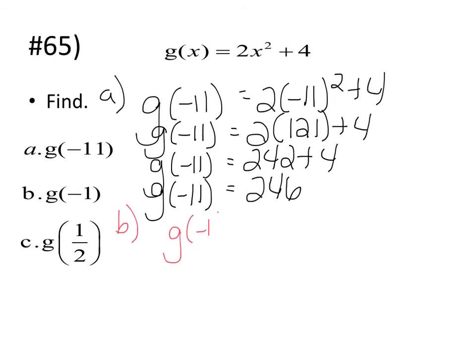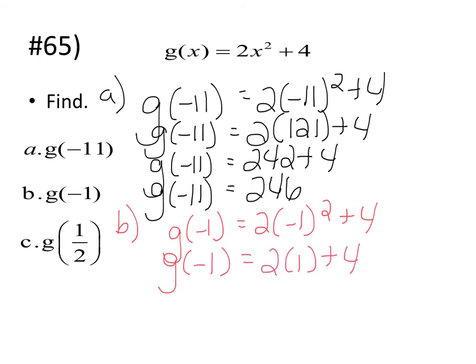So g of negative 1 would be 2 times negative 1 squared plus 4. g of negative 1 would be 2 times 1 plus 4, because negative 1 squared is positive 1. g of negative 1 is 2 times 1 is 2 plus 4. So g of negative 1 is 6.